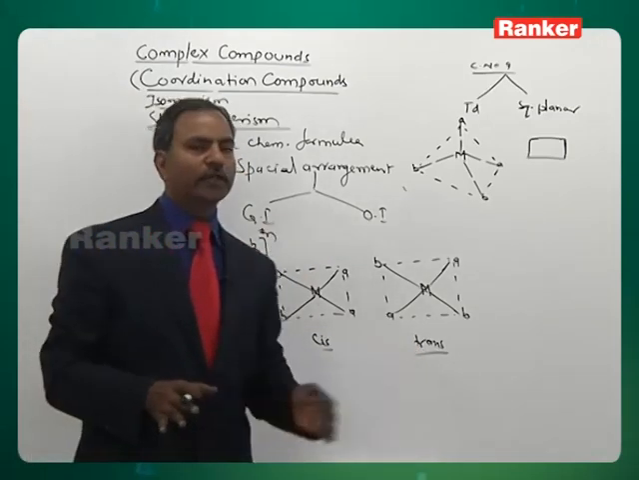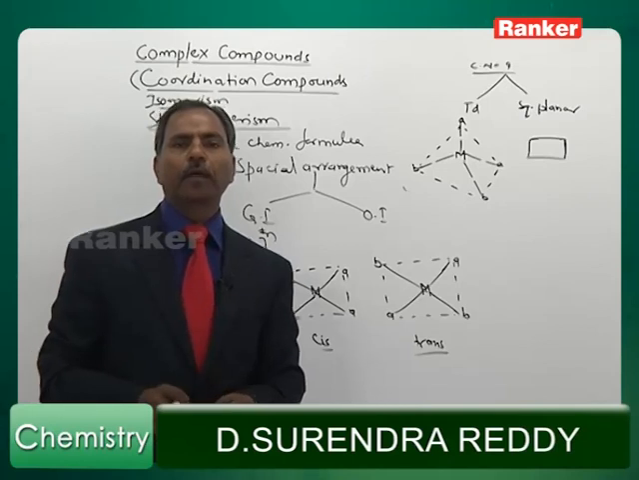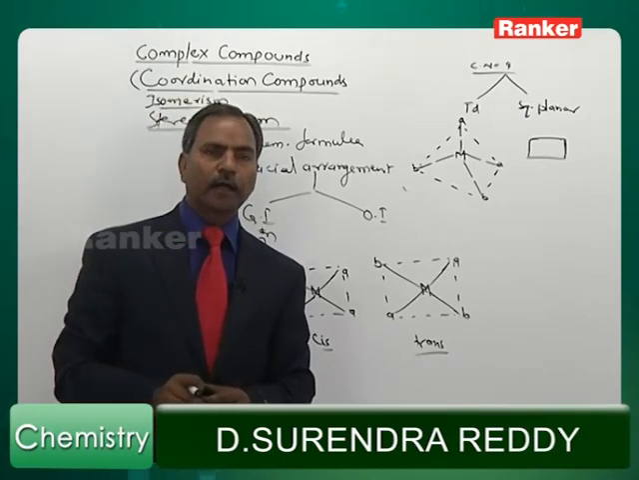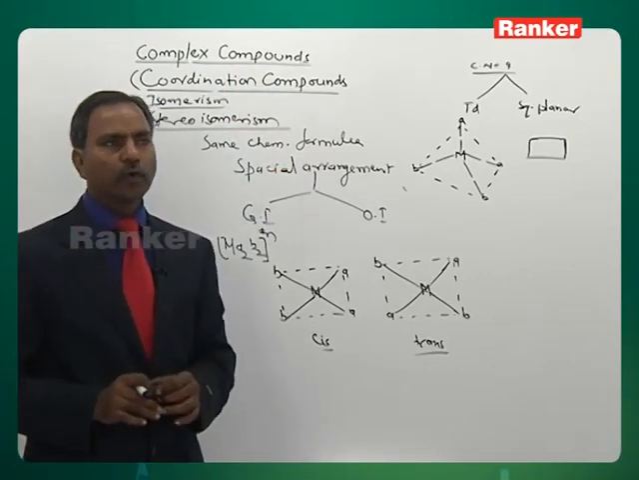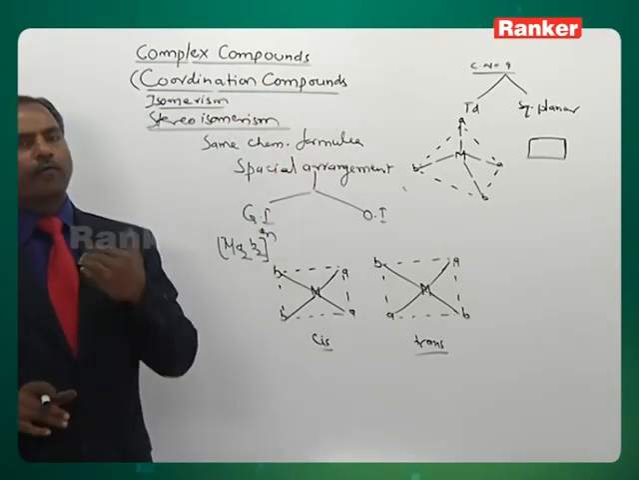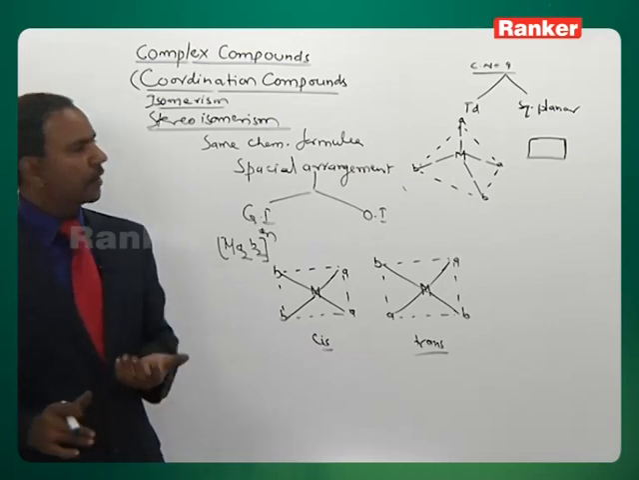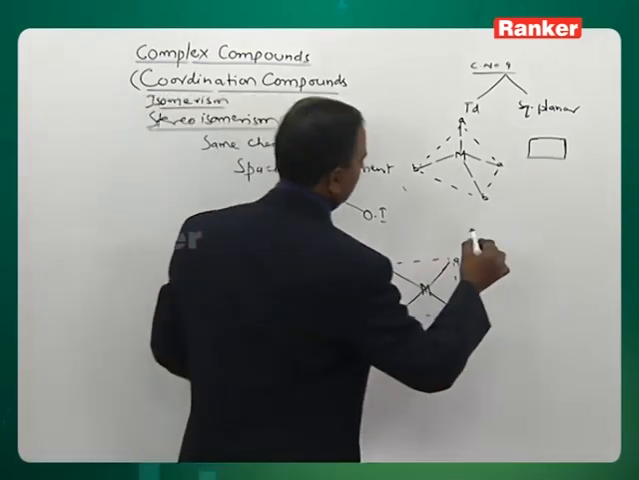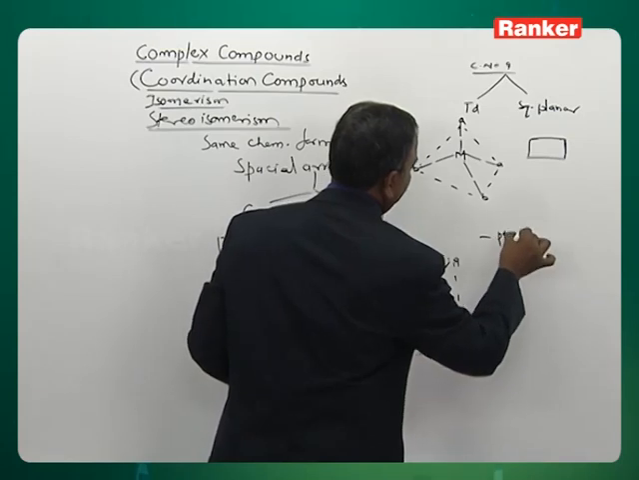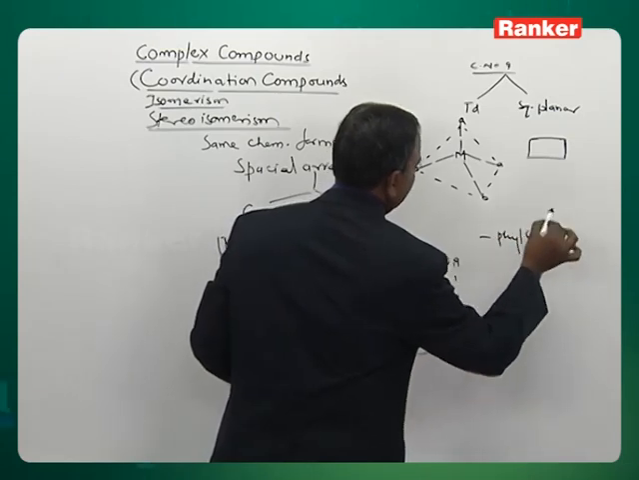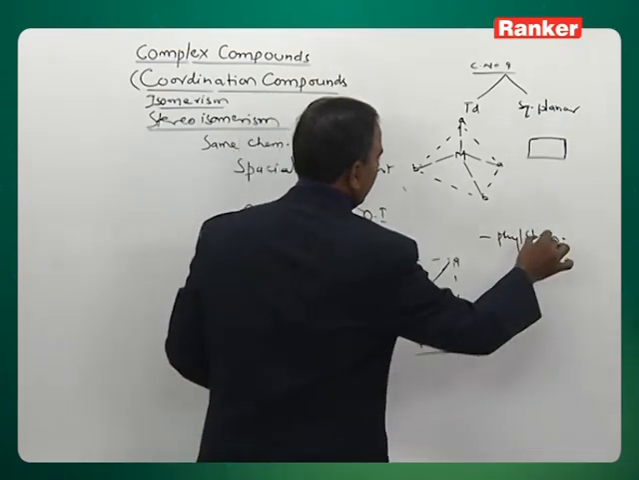Therefore, square planar can exhibit this geometrical isomerism, but not tetrahedral. Next, under coordination number 4, we will discuss different types. Before going to discuss different types, let us have a discussion about geometrical isomers. Geometrical isomers differ in their physical and chemical properties, remember.